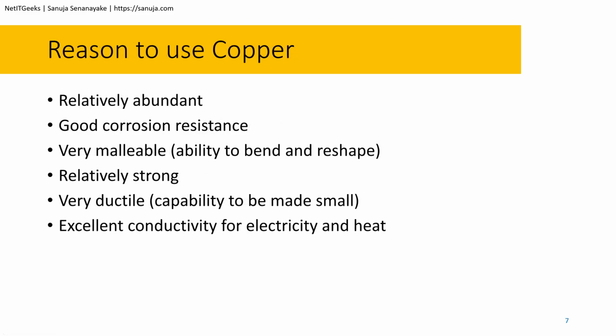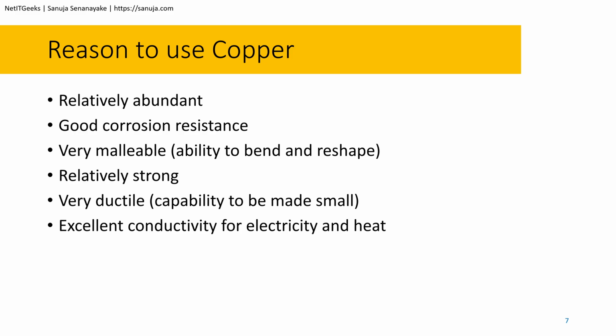Reasons to use copper wire. I mentioned that there are wires that use aluminum and other metals, but there is a reason why we use copper wires. Copper wires are relatively easy to mass produce because copper is relatively abundant on our earth. If you are mining for metals, copper is one of the easily found metals. You can speak to a geologist or an engineer in the mining industry, and they will tell you it's very easy to find copper compared to many other metals. It is relatively abundant, and therefore easy to obtain and use for manufacturing wires.